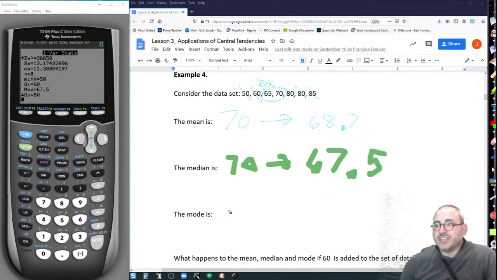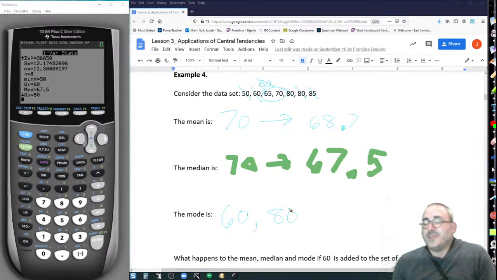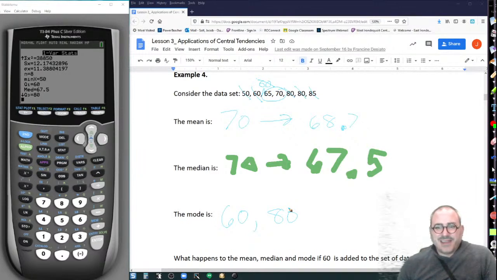And my mode also changes too, right? Because now 60 is a mode and 80 is a mode. I have two modes now because both of these numbers show up twice. So adding one number to the data set changes the mean, median, and mode. Adding any number to a data set is likely to change the mean unless that number is right on the mean. Median is a little bit less sensitive to this, but certainly can be changed. And yeah, so I think that's what we need to say there.